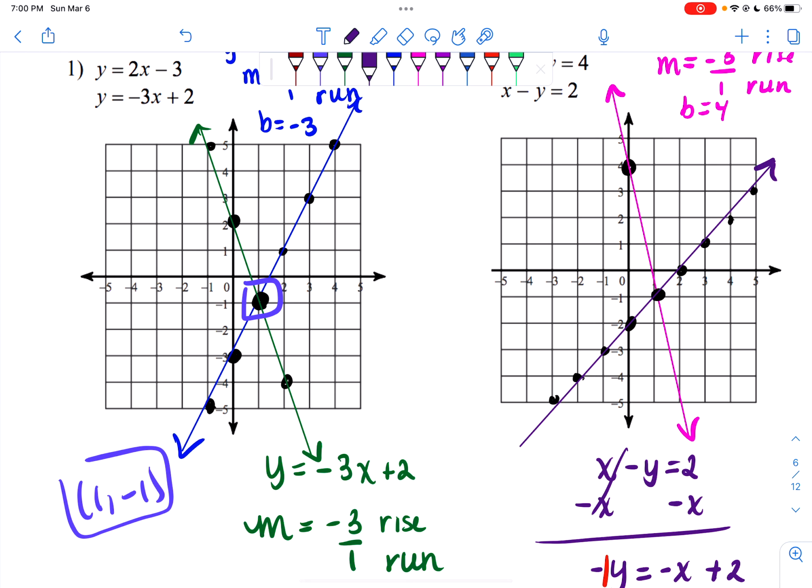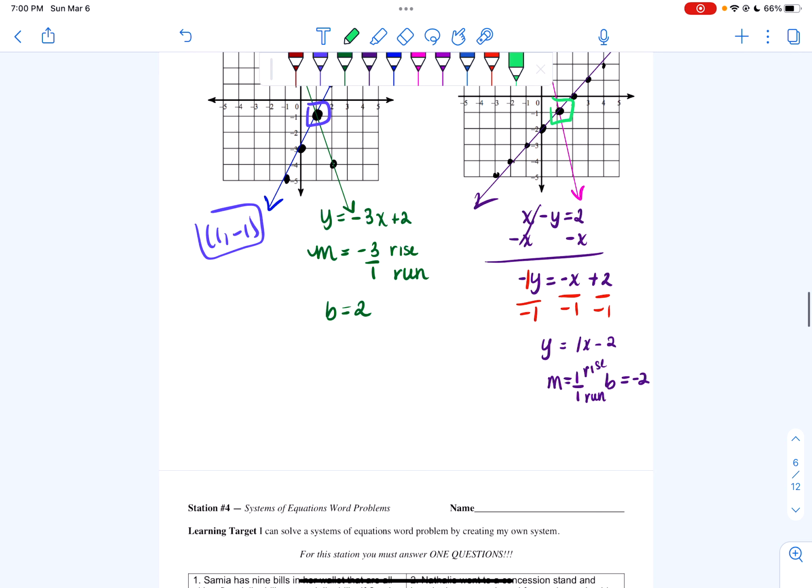And I do. So my graph intersects at this point right here. And again, it's actually 1, negative 1. And that's your final answer.